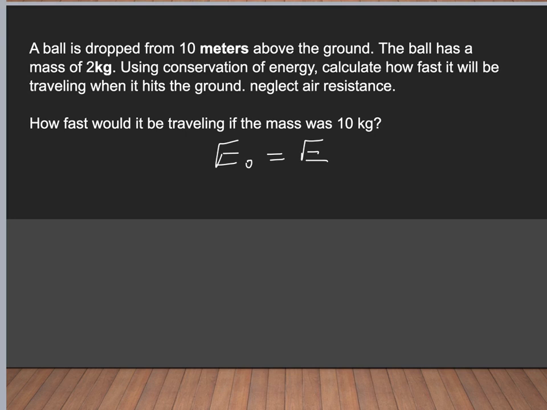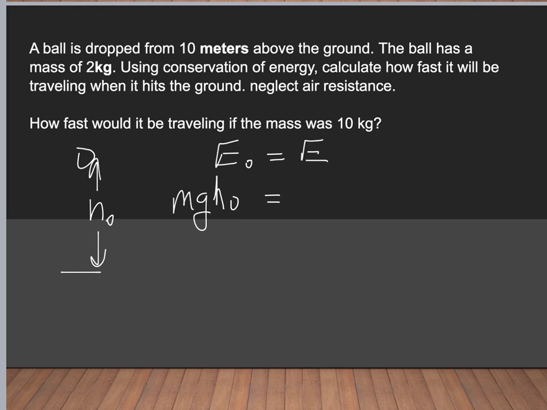All right, so if we look at the situation, the ball is dropped from some height before it hits the ground. So is it moving? No. Does it have a height? Yes. Is there a spring? No. So we only have gravitational potential energy. So mgh naught.